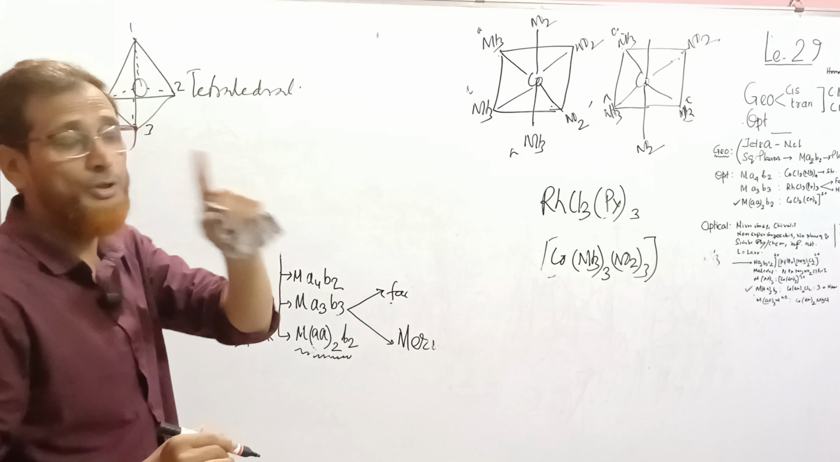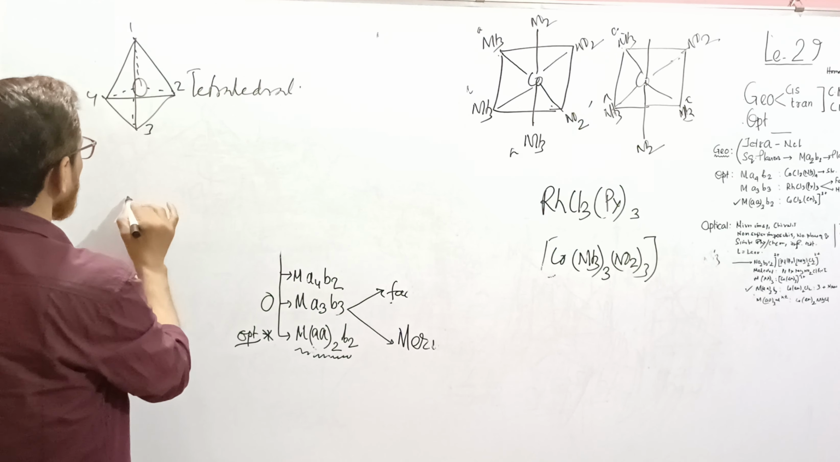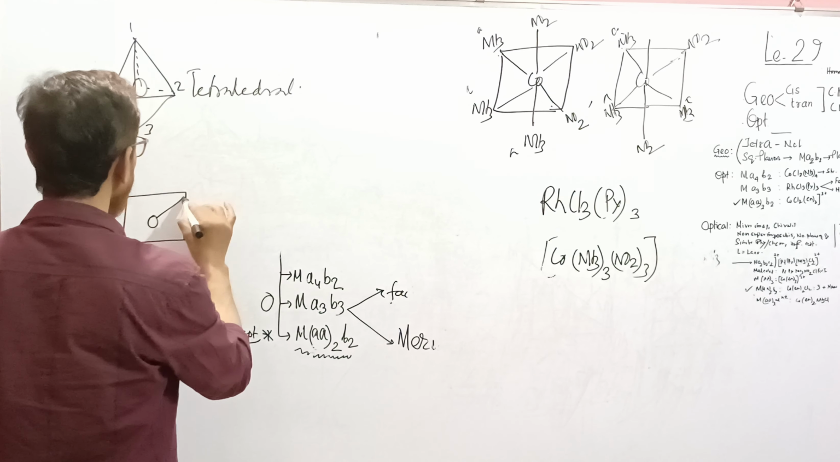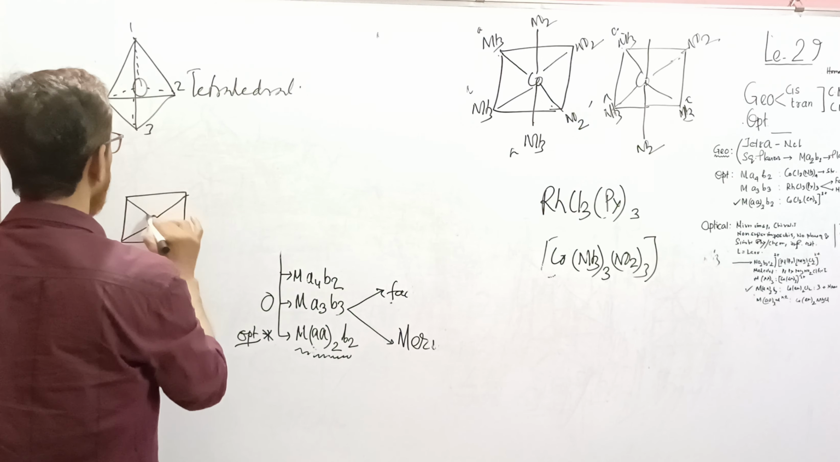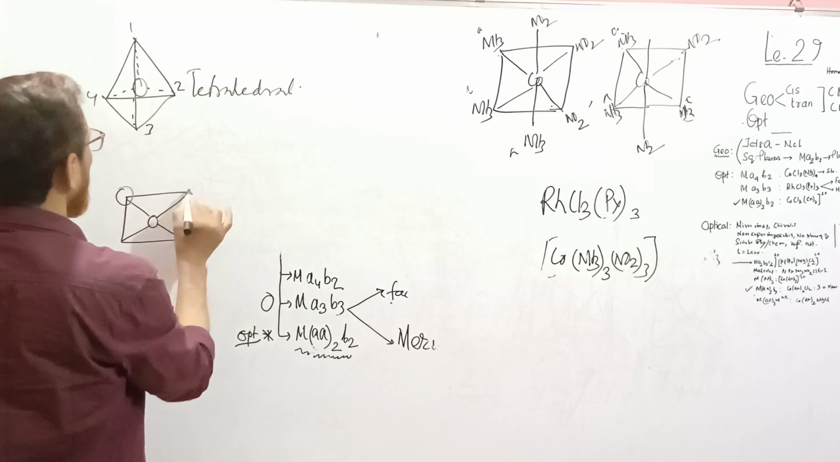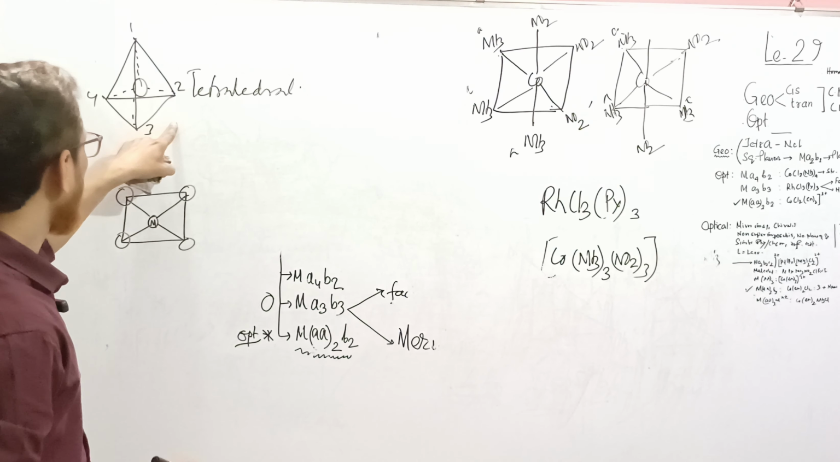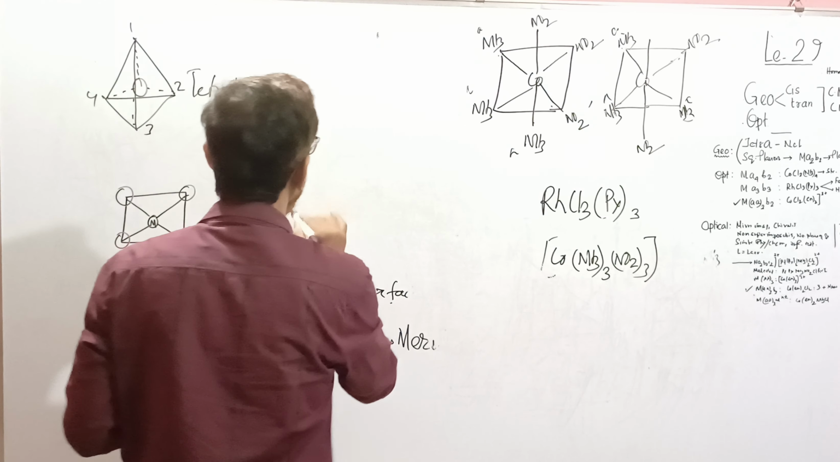Now what is square planar? I told you square planar also. You see, central is metal. This is ligand. This is ligand. This is ligand. This is ligand. This is central metal. This is called square planar, and this is called tetrahedral.